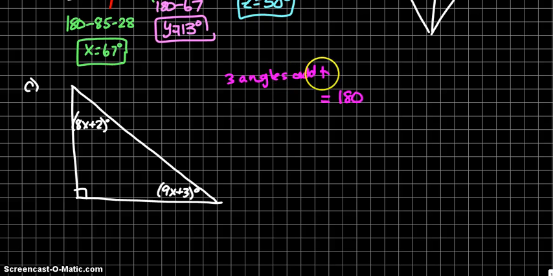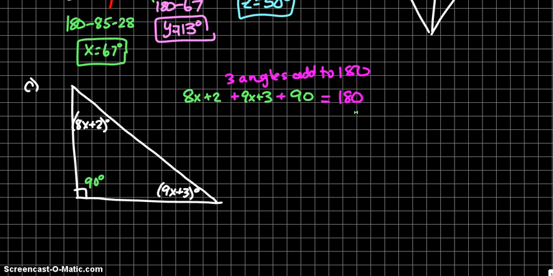add to 180. So what we can do, our setup here, I'm going to take all three of my angles, add them up. Right angle is 90 degrees. Set it equal to 180, and then I'll solve it.